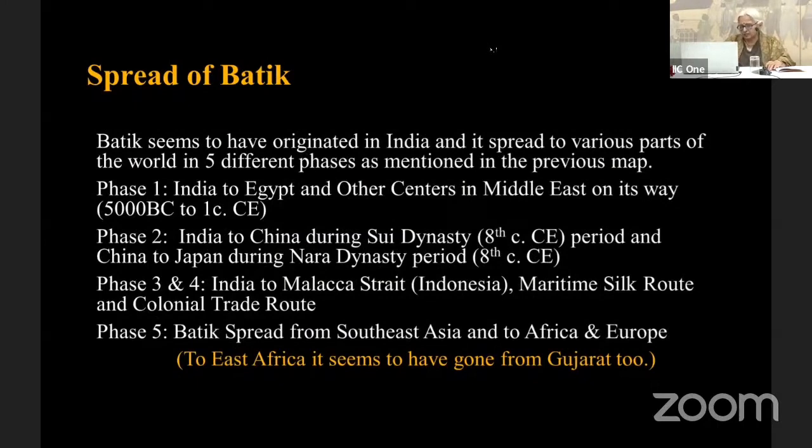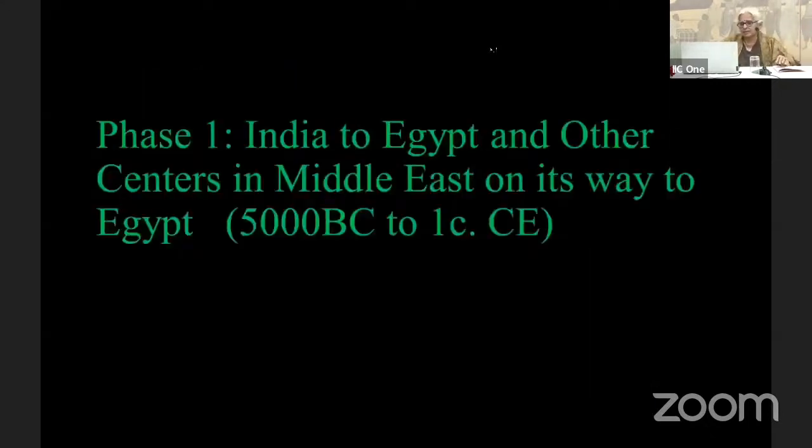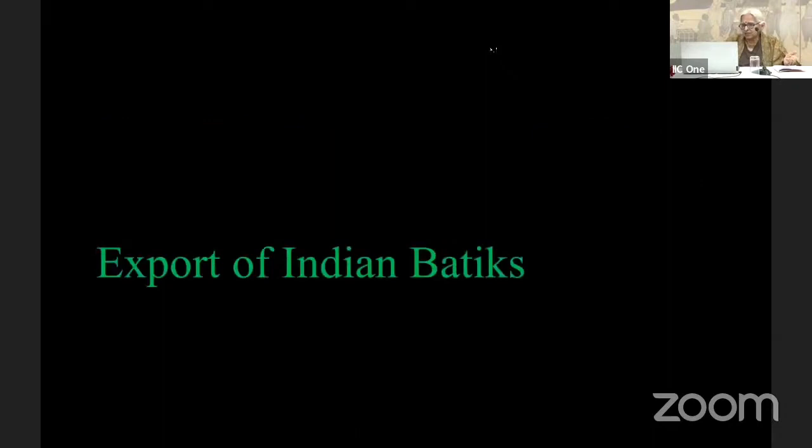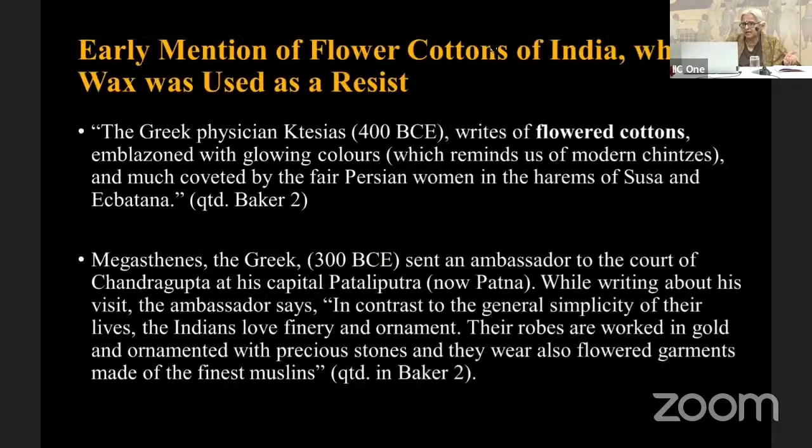And then the last phase is batik spread from Southeast Asia to Africa and Europe. Because it went to Europe via Southeast Asia, they thought batik has come from Southeast Asia, that is Indonesia. So India to Egypt and other centers in the Middle East on its way to Egypt. So that is, I will say, exports of Indian batiks. And I already told you about the Vapu and all that.